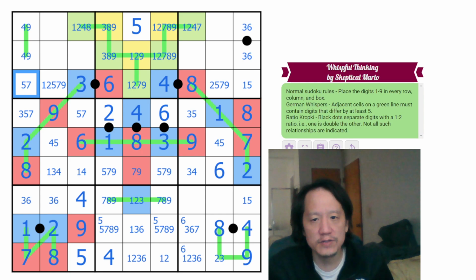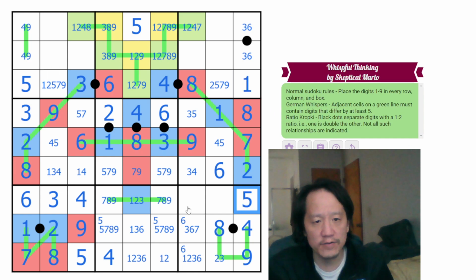This can't be 7, so this must be 5. This can't be 5 or 7, so it's 3. This can't be 3, so this is 6. That makes this a 3. This can no longer be a 5, so this is a 1, which makes that a 5.